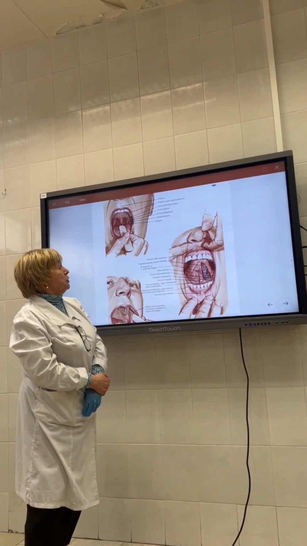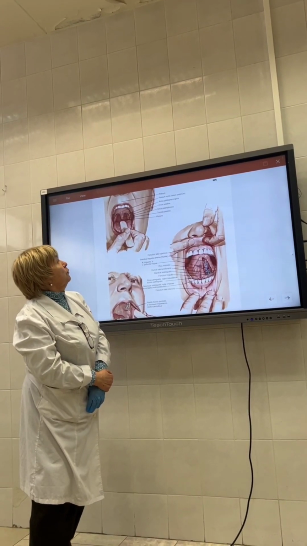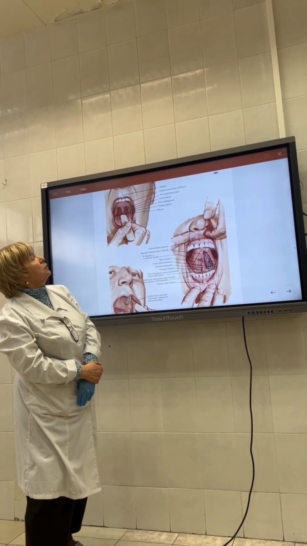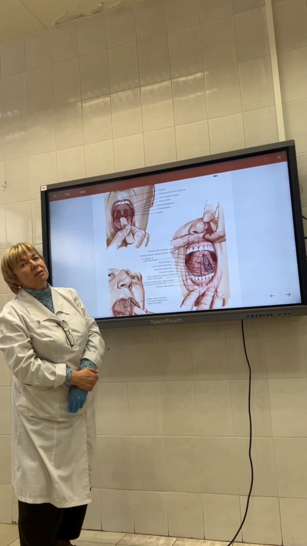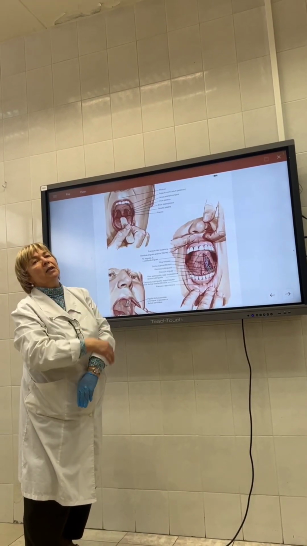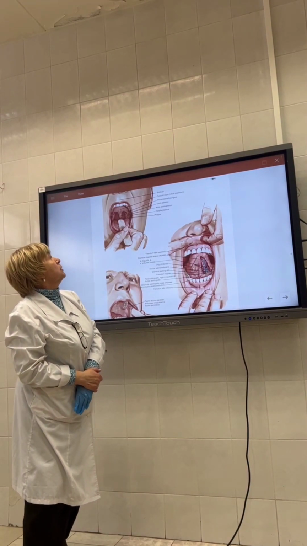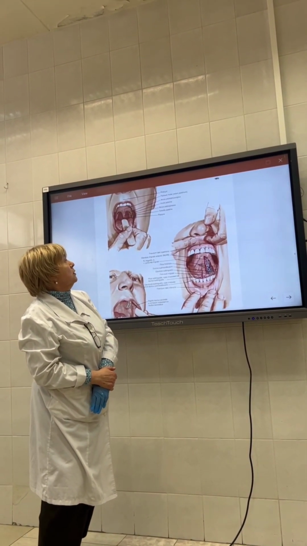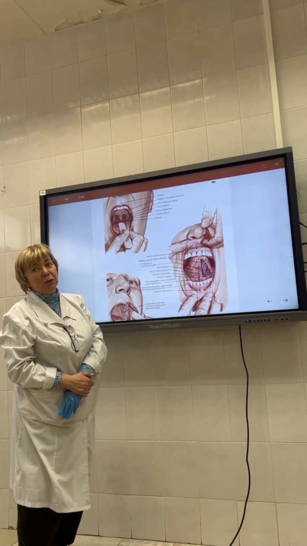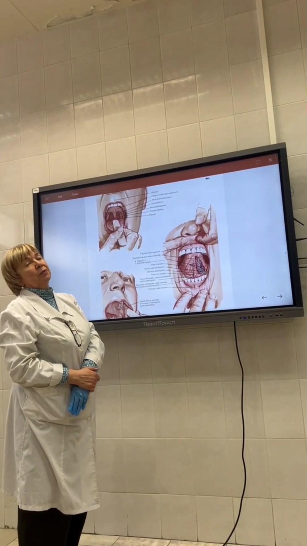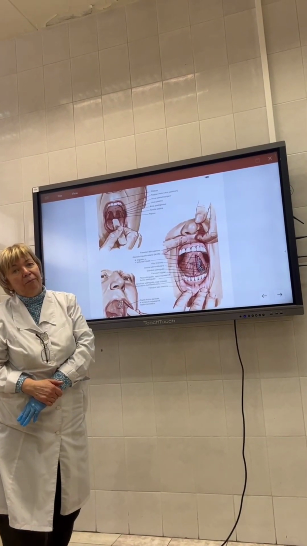Between two arches, there is the fossa tonsillaris, which is filled with the tonsil, tonsilla palatina. It lies in the lateral walls of the fauces. Like the tonsilla lingualis, it is formed with lymphoid tissue. It is devoted to the peripheral organs of the immune system.